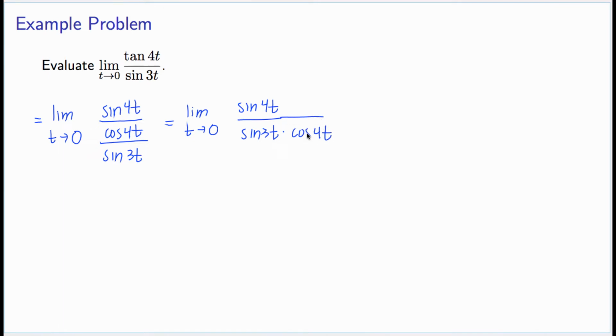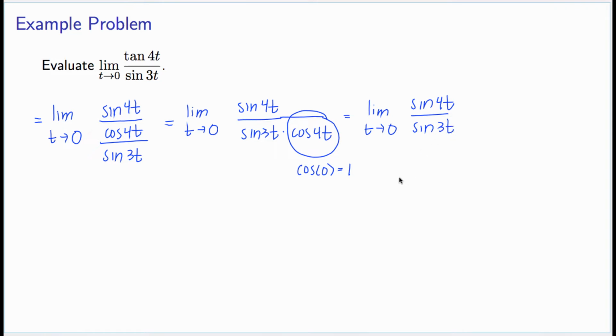So we need to think about what this limit is equal to. So first of all, as t goes to 0, 4t also goes to 0. So cosine of 4t, that's just going to the cosine of 0, which is equal to 1. So this gives us the limit as t goes to 0 of the sine of 4t over the sine of 3t.